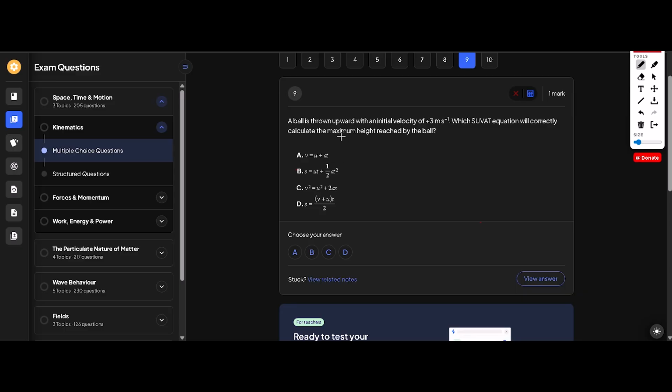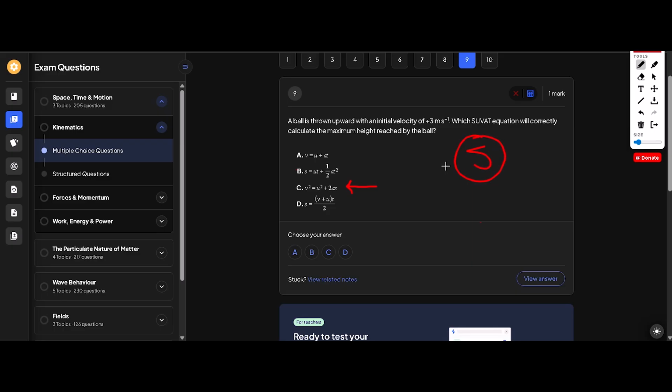In question 9, it says a ball is thrown upward with an initial velocity of 3 meters per second. Which SUVAT equation will correctly calculate the maximum height reached by the ball? There is a way to solve this one without even reading the answers. As I wrote before, among the kinematics equations, the SUVAT, you will find that there is always one equation without time in it, which is this one. And in the question, there is nothing given regarding time. So once you find this in the question, go directly to the one that does not have time in it. Why? Because it is asking about the maximum height. So I'm asking about S.